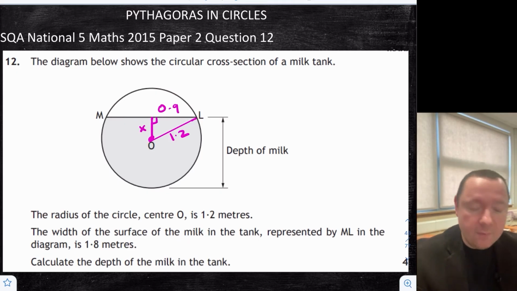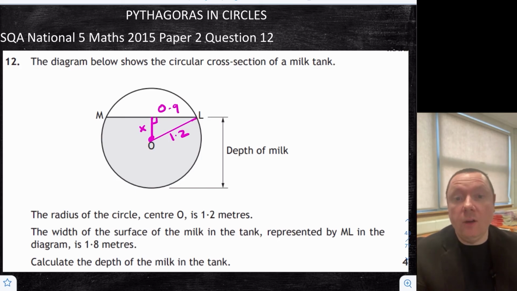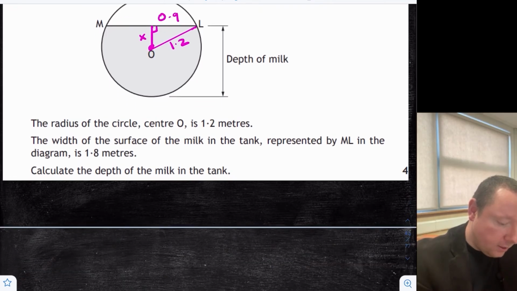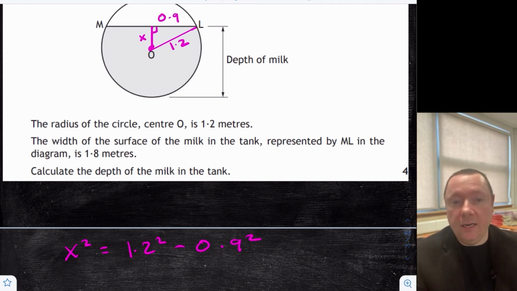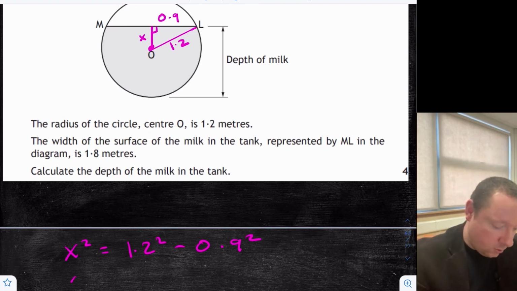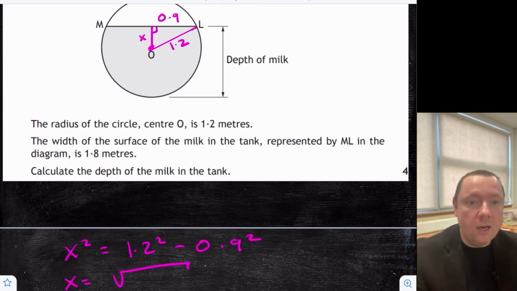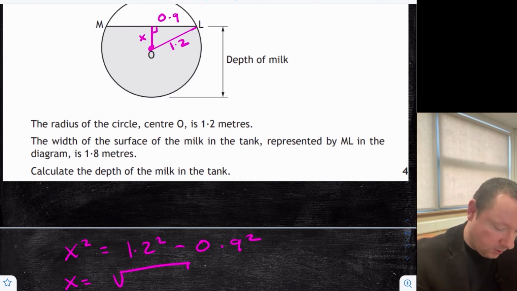If you can get a diagram that looks like that, a right angle triangle, you get a mark already. You then just need to work with that. So we're finding the shorter side of a right angle triangle. So x squared is going to be 1.2 squared, take away 0.9 squared, because I'm finding the shorter side. And you get a mark for writing that down. And then a mark for calculating x, which is the square root of our answer. Our answer is about 0.63.